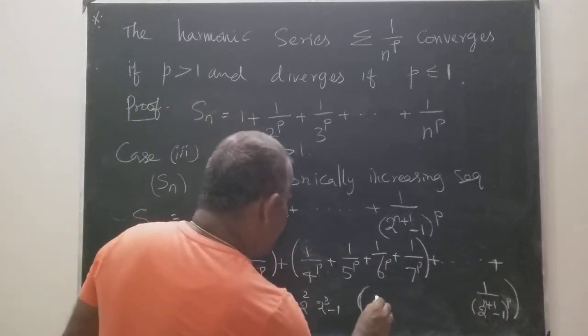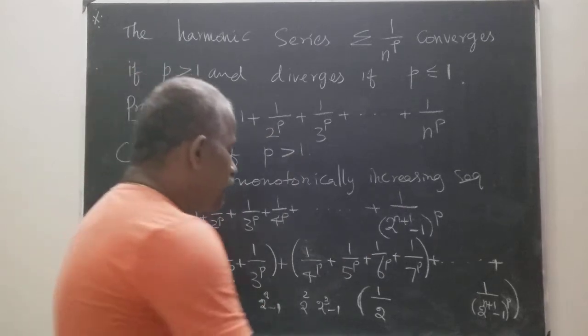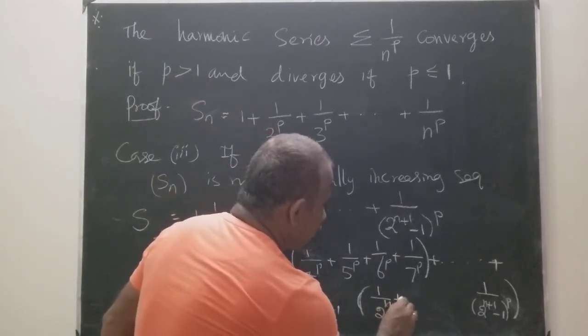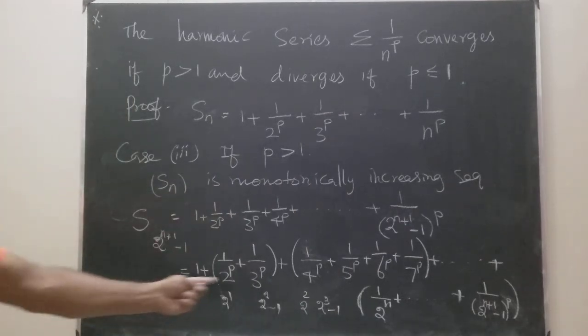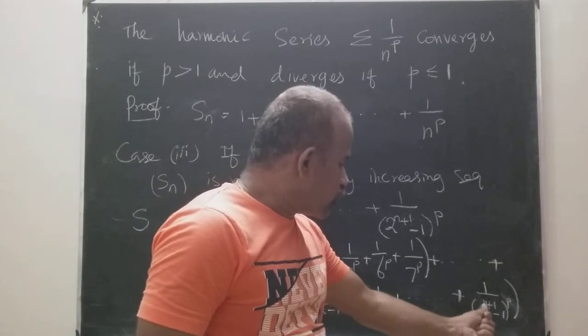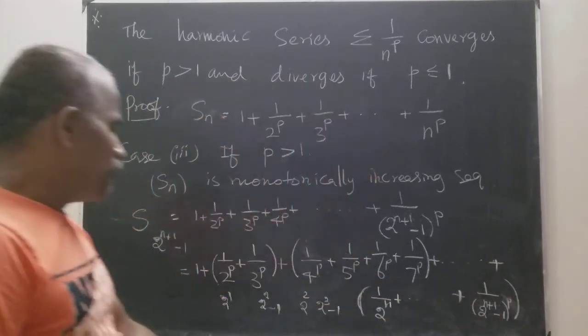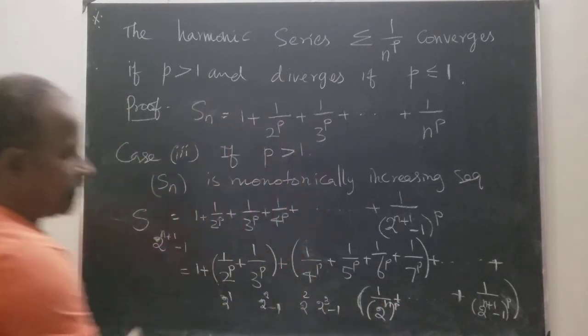Here we have to take 1 by 2 power n. Understood? So therefore here 1 by 2 power n plus etc. plus 1 by 2 power n plus 1 minus 1, the whole power p. So here it is 1 by 2 power n, the whole power p. Clear?